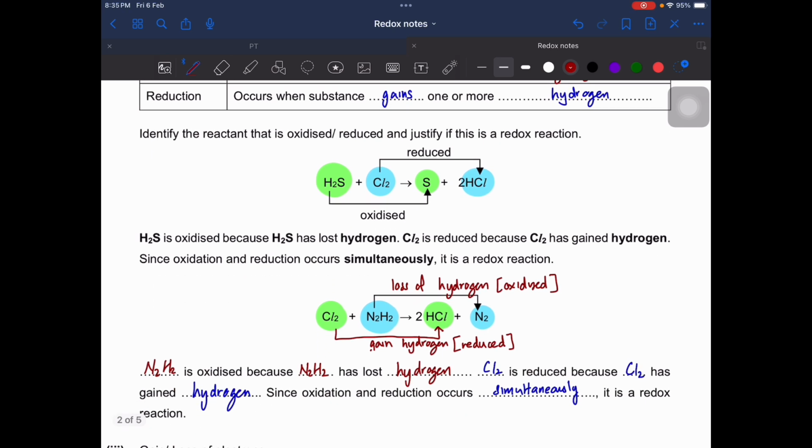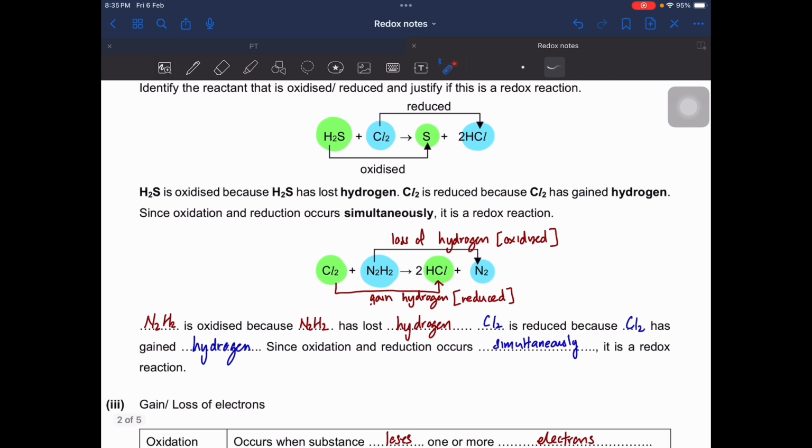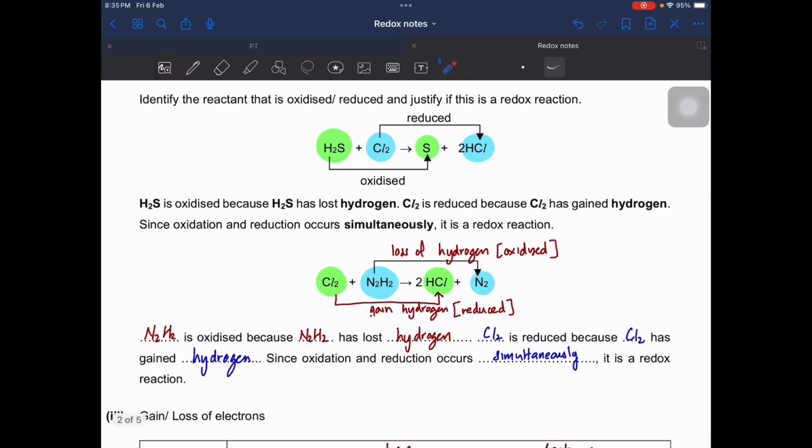So how do we phrase this? N2H2 is oxidized because it lost hydrogen. Cl2 is reduced because it has gained hydrogen. And then, since both oxidation and reduction occur simultaneously, this is what we call a redox reaction. Right, so we'll take a pause over here first.